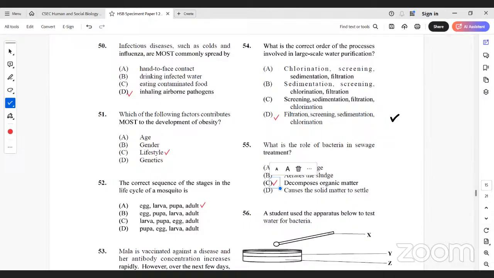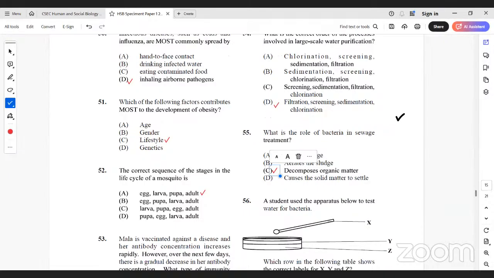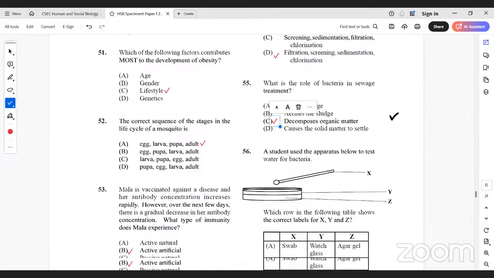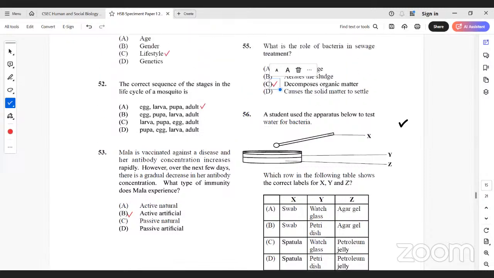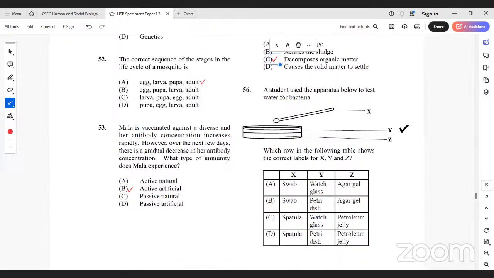Screening is screening. You would pick out, well, you're not doing it by hand, you're using an actual screen, the large things that you see in there. But filtration removes a multitude of things. So you want that first.